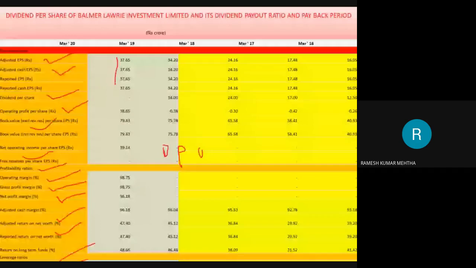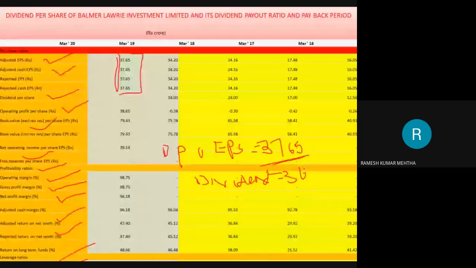Very important. This company has earned an earnings per share of rupees 37.65 paise. Now the time has come to declare a dividend. They have declared a dividend of 36 rupees. So they have earned a profit of 37 rupees 60 paise per share, and they have declared a dividend of 36 rupees per share. It's almost 100% payout. Based on this, the next year there has been a rhythm at which they are declaring like 90% of the earnings in the form of dividend. So 90% is the dividend payout ratio.